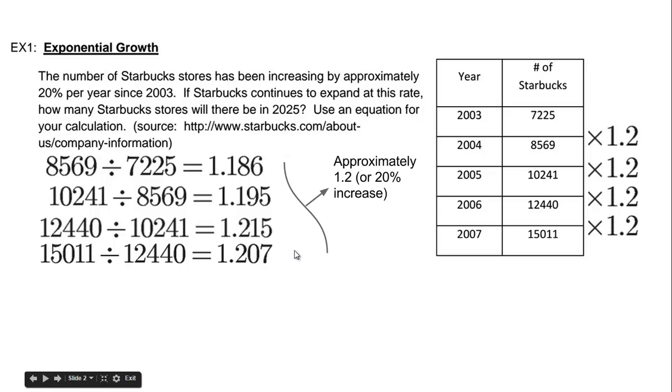This is not the official way to get the 1.2. If we actually want to do this officially, we would divide 15,011 by 7,225 and then take the fourth root. And that's how you actually get exactly what you're growing by every time. If you want to summarize it, I'm okay if you take the average of these four numbers, but the official way to do it is to take the fourth root of the 4.